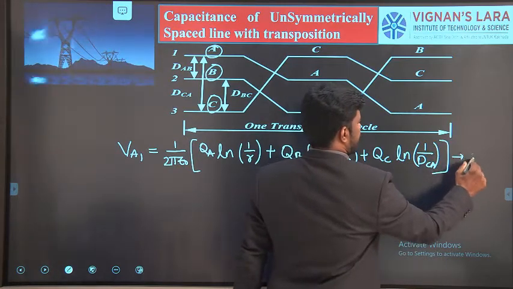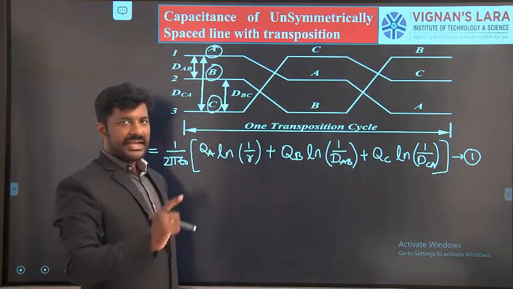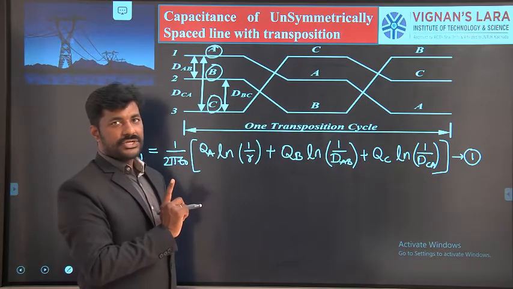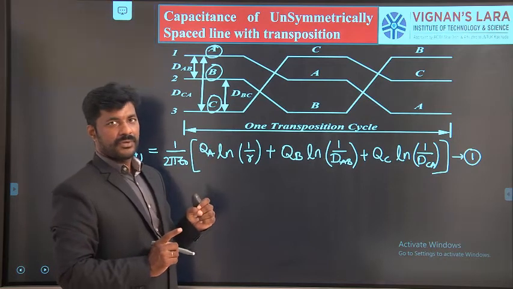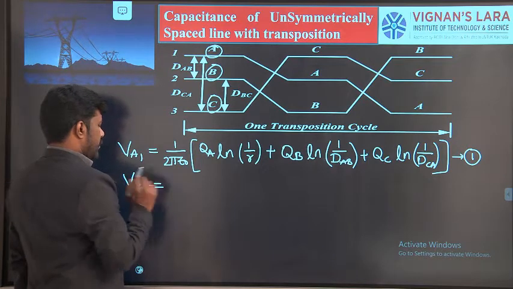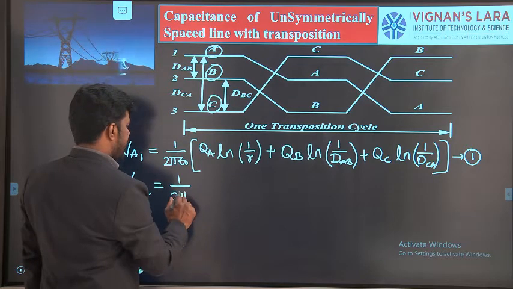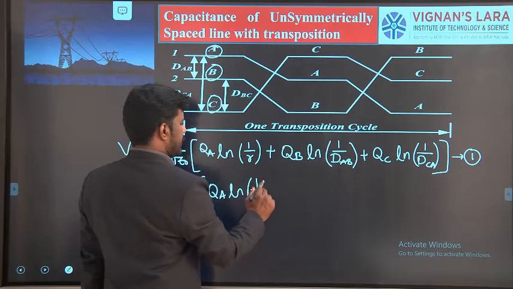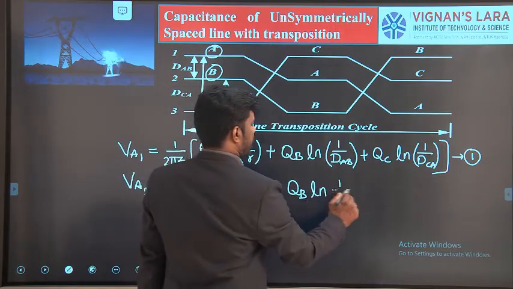This is equation 1: the potential of conductor A when it is in position 1, identified in section 1 of the transposition cycle. Section 2 is the same conductor A located in the second position. Then the potential of conductor A in section 2 can be written as 1 by 2 pi epsilon naught of self-charge QA ln of 1 by R plus mutual conductor charge QB ln of 1 by its distance.